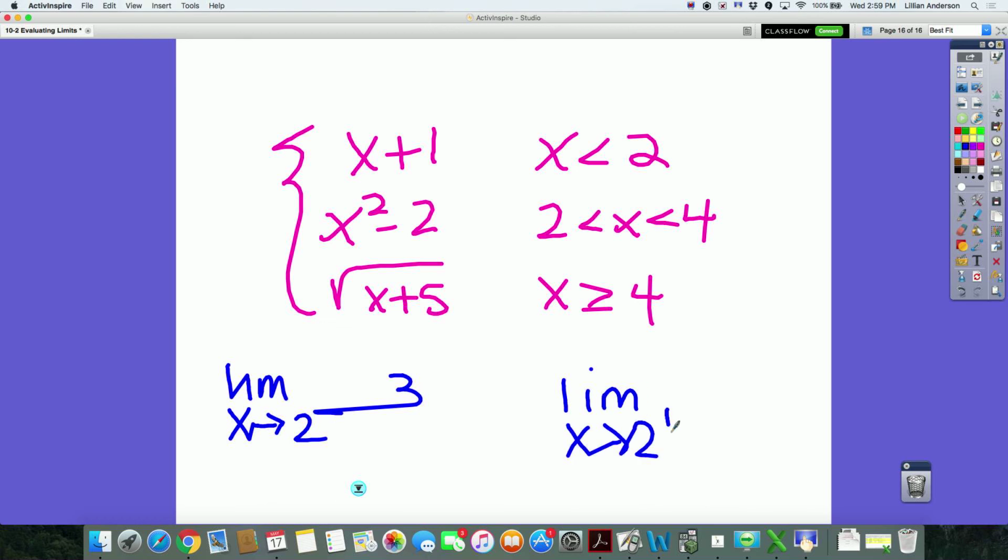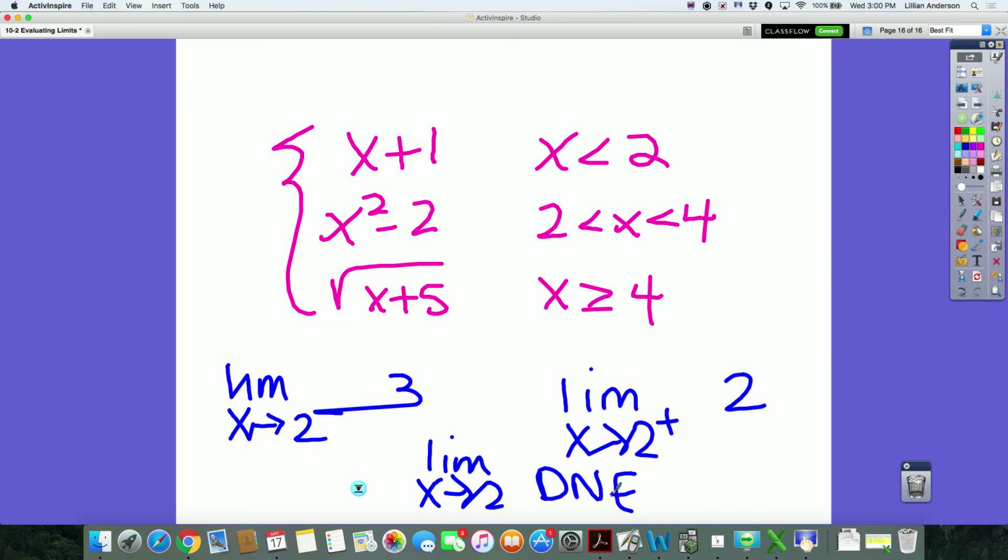Coming from the right, you would be plugging it into the second piece, okay? Because 2 is less than x less than 4, that's the part that's to the right of 2. When I plug 2 into the second one, what do you get? 2. Are those numbers the same? No. So the limit as x approaches 2 is going to be what? DNE. Because those have to be the same.